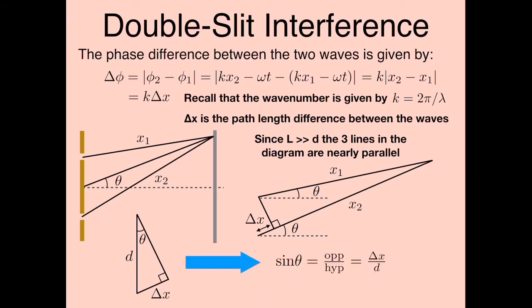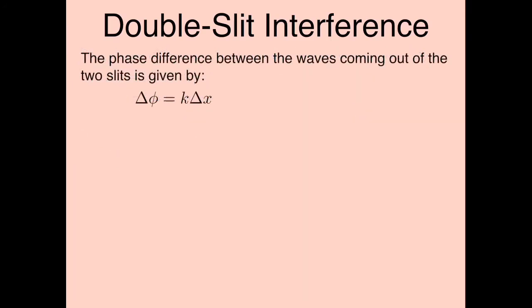And remember, sine theta is equal to the opposite side over the hypotenuse in any right triangle. Here, the opposite side is delta x, and the hypotenuse is d, the distance between the two slits. So if we take that and solve for delta x, we'll see that delta x is equal to d sine theta. So the path length difference between these two slits is always going to be given by d sine theta.